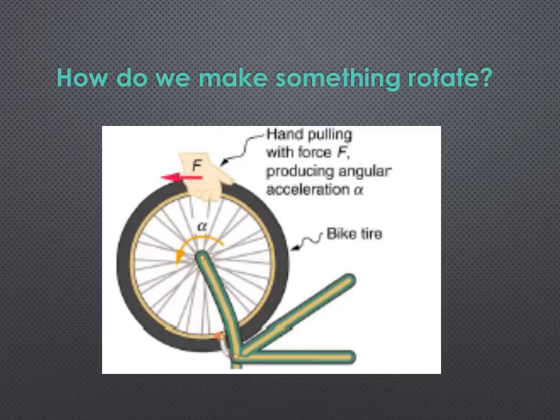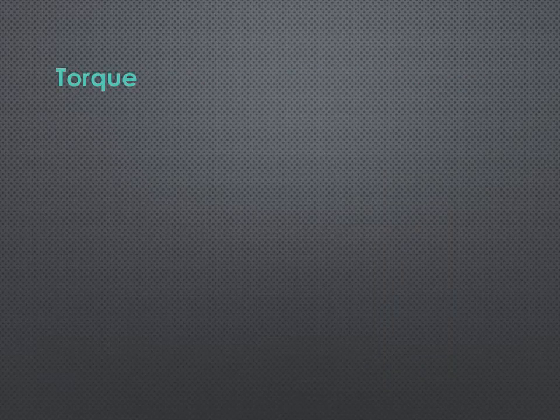Now, if I have the wheel and I apply the force there, that's going to be the most effective. If I apply the force really close to the axle, I'm not going to get as much rotation out of my efforts. So we can tell that the more force I apply, the more something will rotate. And the farther away from the axis of rotation, the more I will cause it to angularly accelerate. All right, so let's put that in equation form. We call this quantity torque.